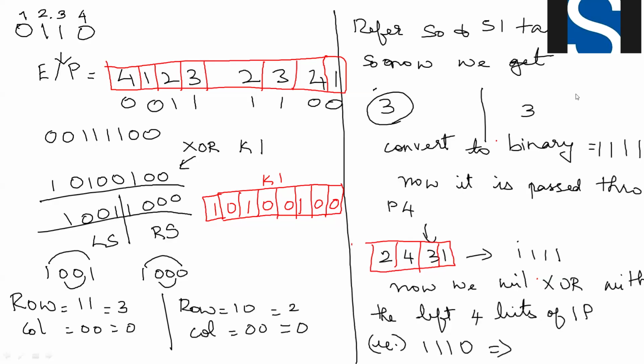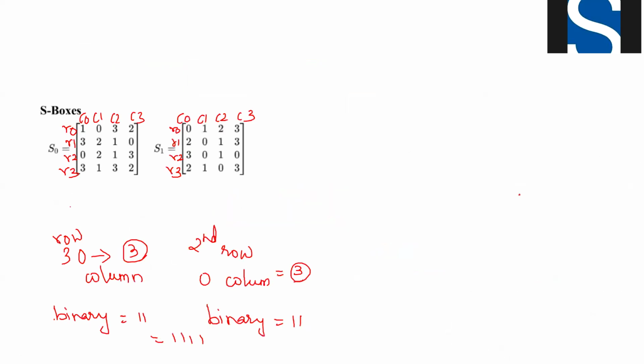Then what we have to do is refer to the S0 and S1 tables. Okay, so I have shown this. In the S boxes, the rows are 0 1 2 3, and likewise we have the columns. So for the first one, row is 3, column is 0. So the value will be 3. This 3 again we need to convert into binary. So the binary value will be 1 1.